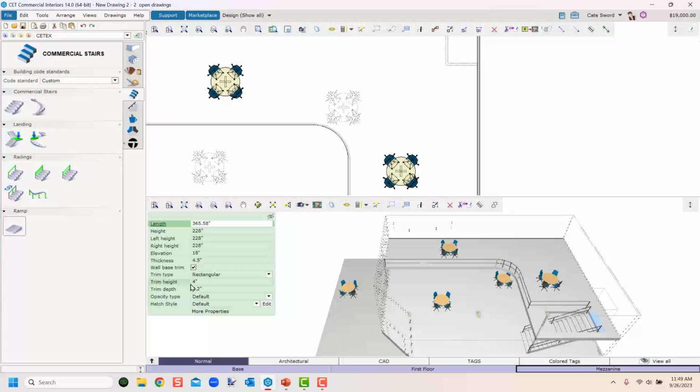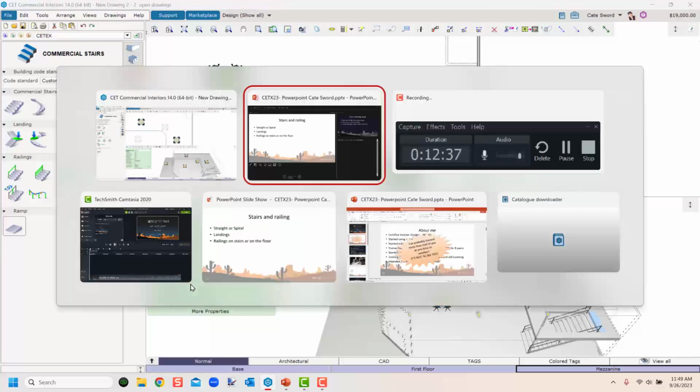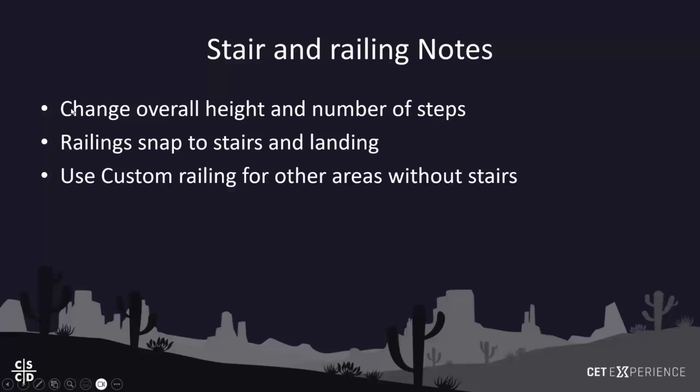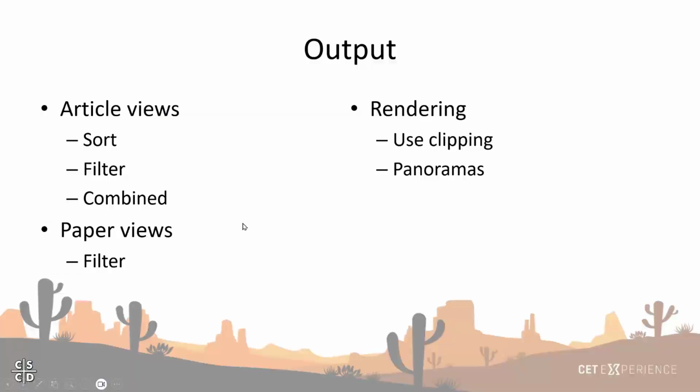Let's go back to the PowerPoint now. Couple notes. You can change the overall height and number of steps. You can use the railings to snap to the stairs and landings, and then you use a custom railing for other areas that you're not using with stairs. So you can use them on the floor, you can use them wherever you want. All right, so let's go on to the next topic, and that is output.